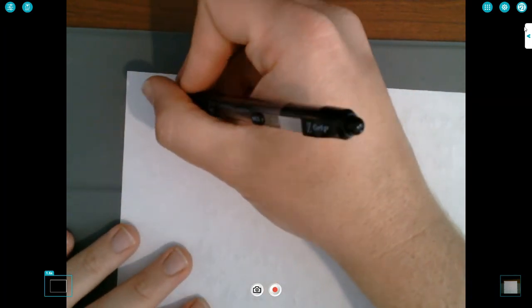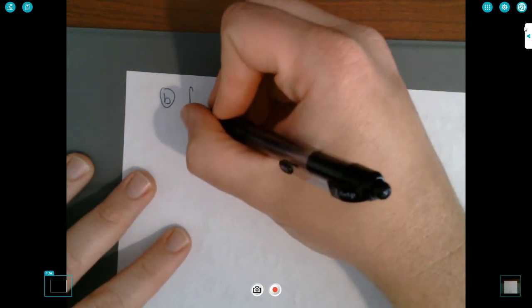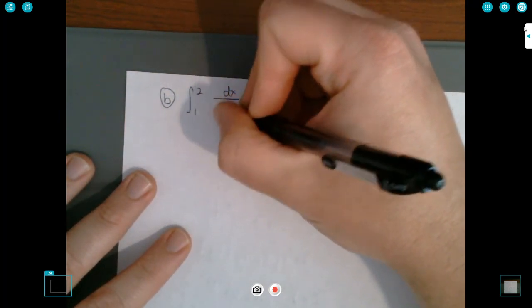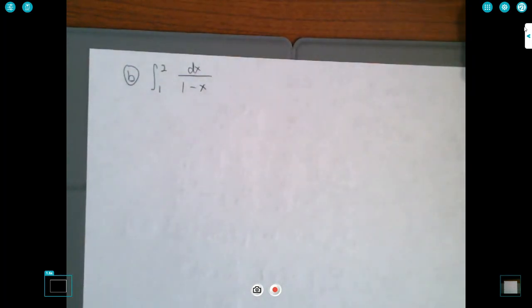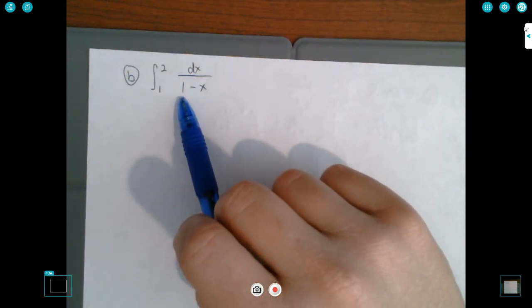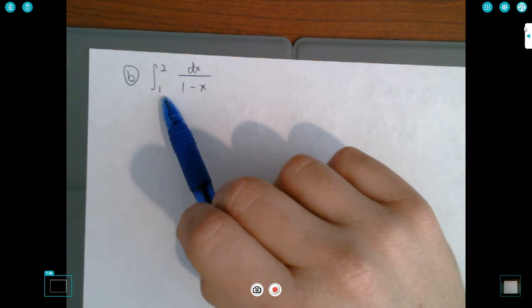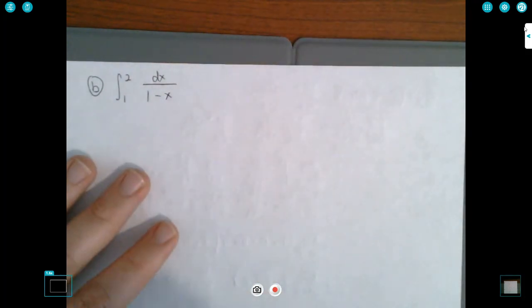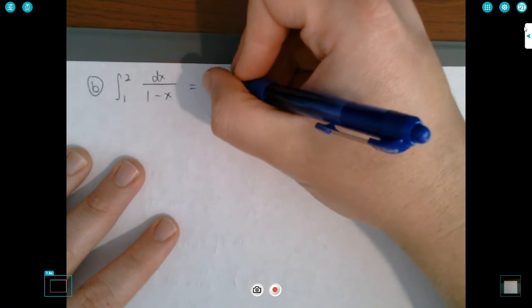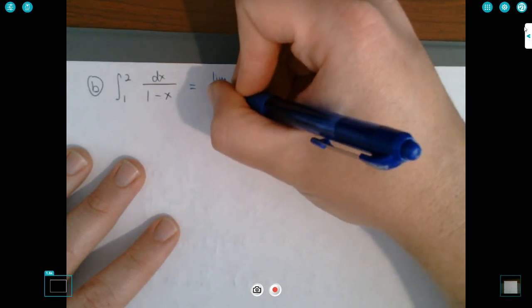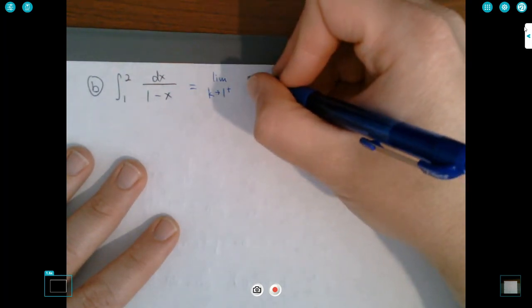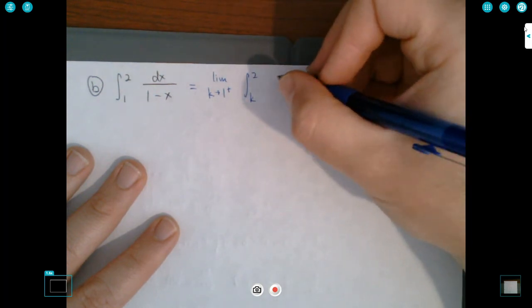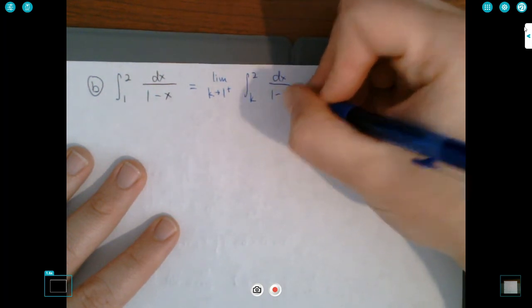Here's another one. Let's do integral from 1 to 2 of dx over 1 minus x. Okay, so a very similar thing to what we just saw a second ago. But notice that this time the infinite discontinuity is on our left endpoint, 1. But we handle this the same way. We're going to say that this equals limit as k approaches 1. This time we're going to approach 1 from the right. And it's going to be integral from k to 2 of dx over 1 minus x.